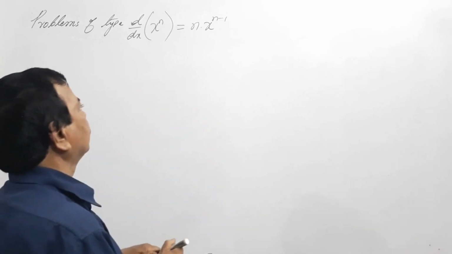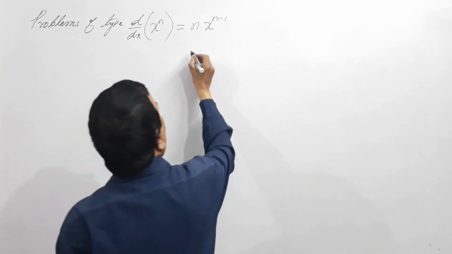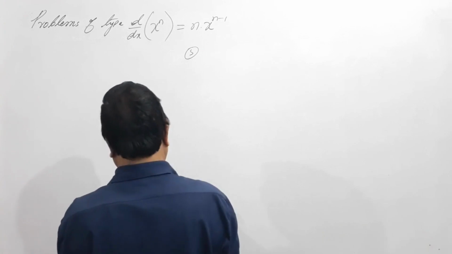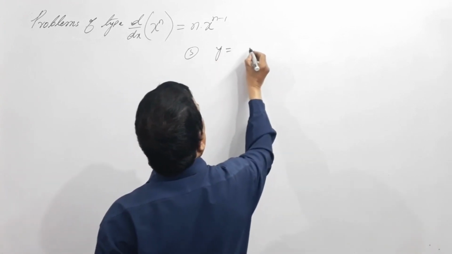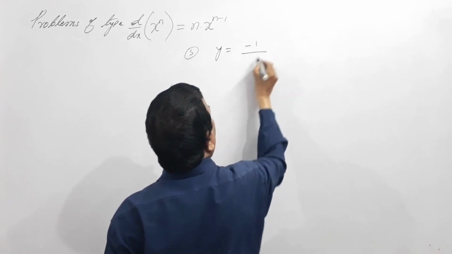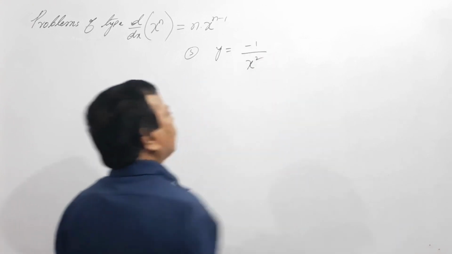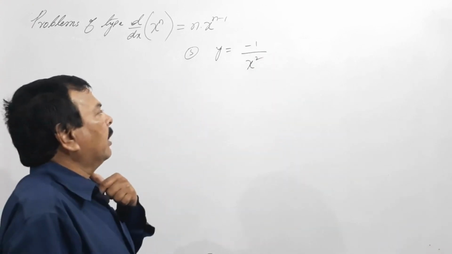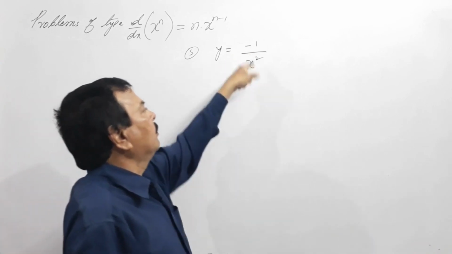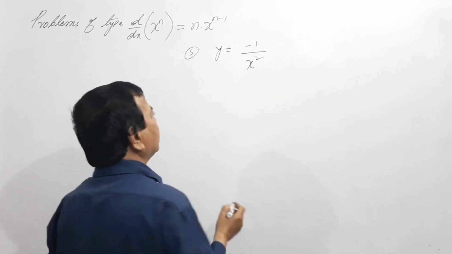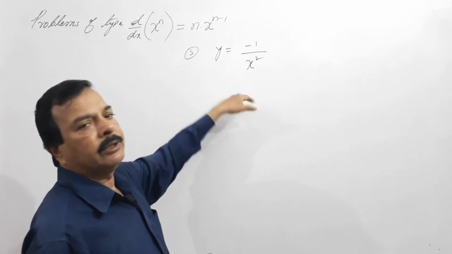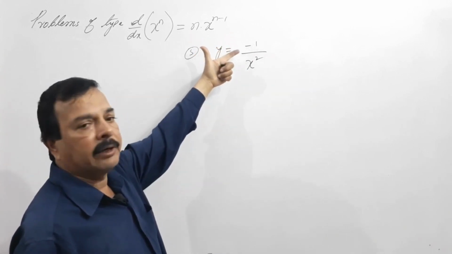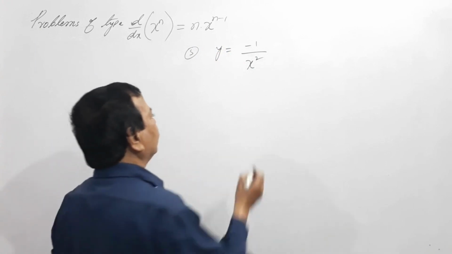Now, problem number 5. Y equals minus 1 by x square. So what I have done is I have taken minus 1 by x square. Let us see what happens. Here, this is not in standard form. I have to bring this into a standard form. How to do it? I will show you.